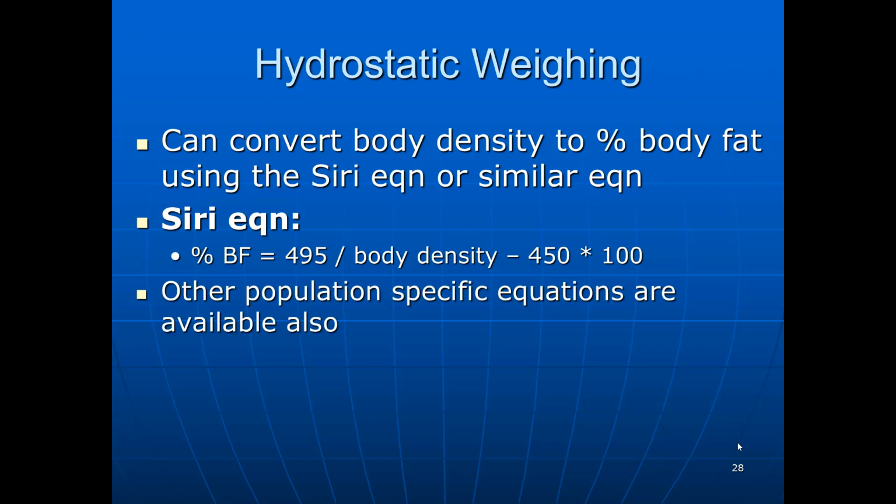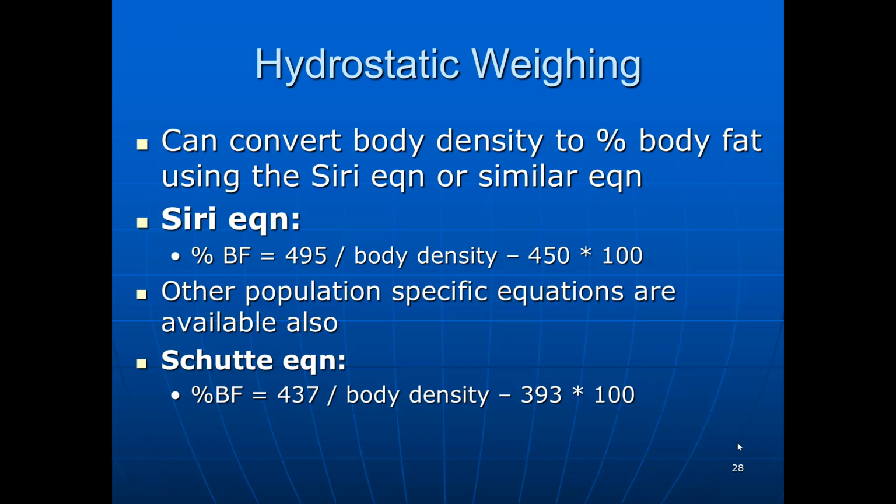But there's others, like I said. This is another example. And you can see they're all similar. They just have different constants. So depending on what individual you're looking at, if they are of a certain ethnic group, or male versus female, there'll be a specific equation for them.